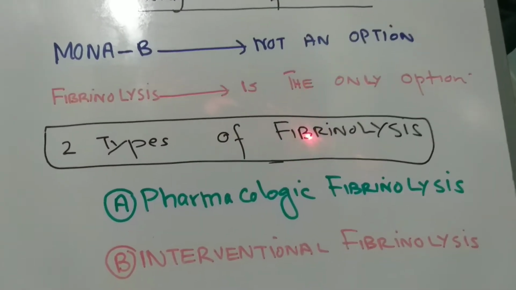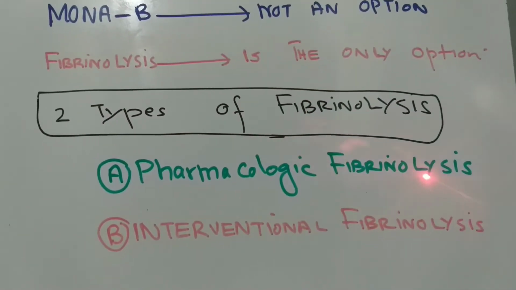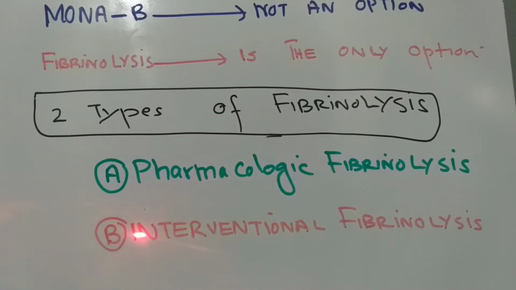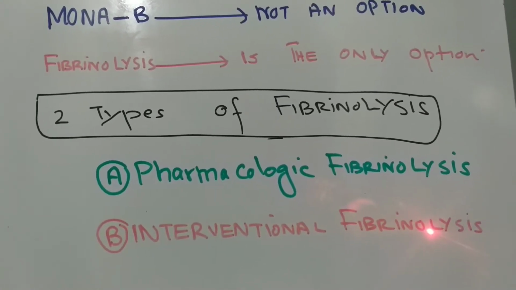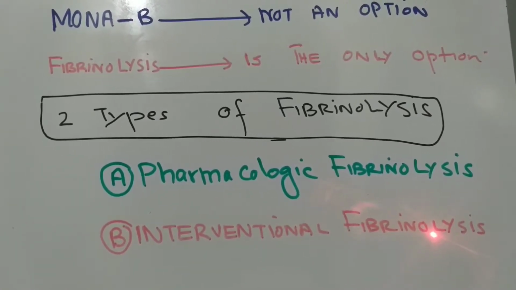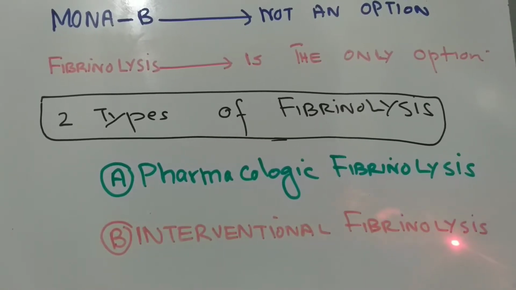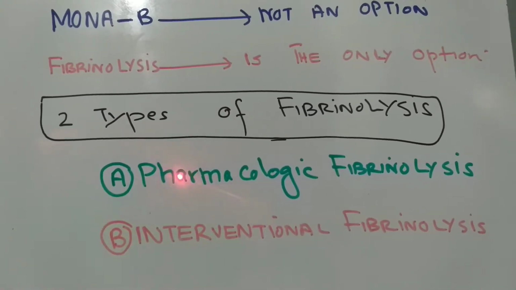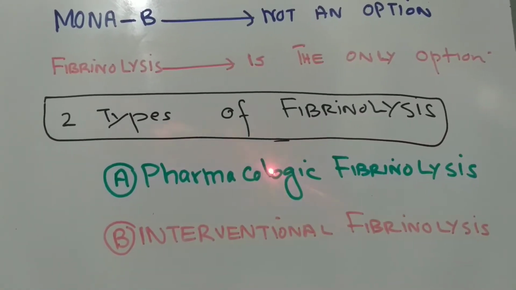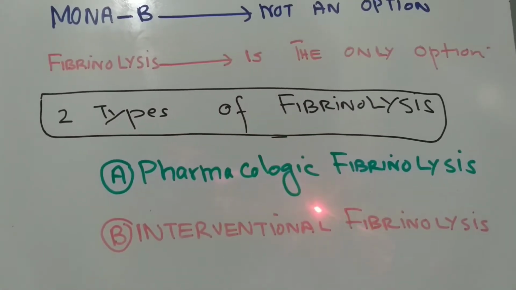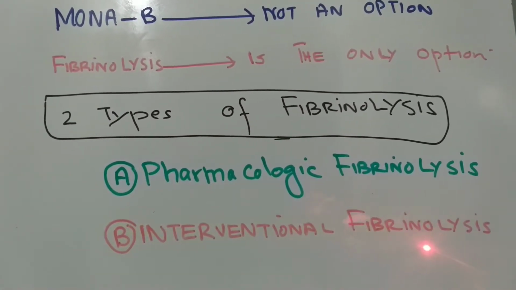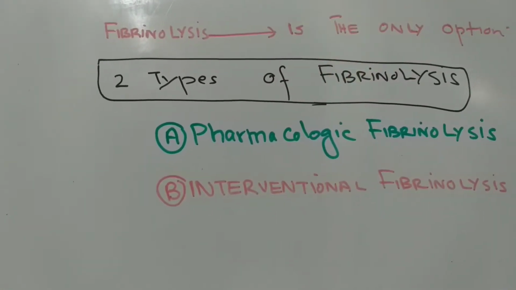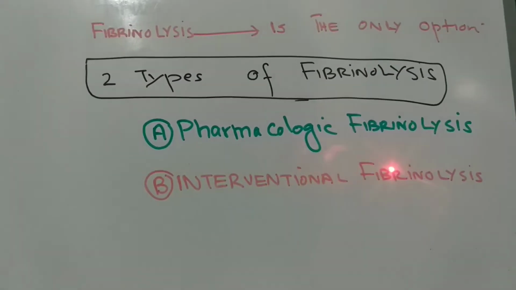There are two types of fibrinolysis. One is pharmacological fibrinolysis and the other one is interventional fibrinolysis. The best option is always to go for interventional fibrinolysis like PCI, percutaneous coronary intervention, but because of the non-availability of this option or because of the cost issue, most of the time the pharmacological option is taken up. But in our setups, for example in Lahore, we have a very famous government hospital for PCI, and in the private setups we have Doctors Hospital which actually provides this interventional fibrinolysis.